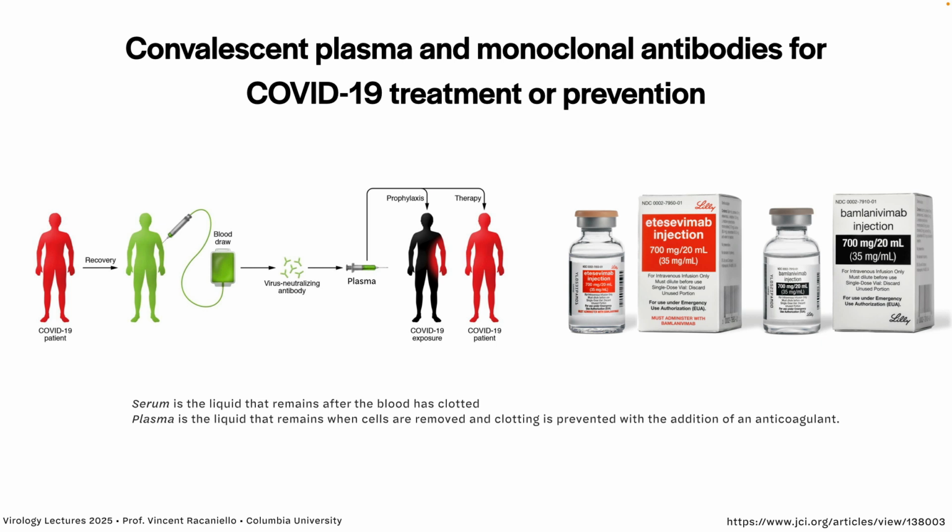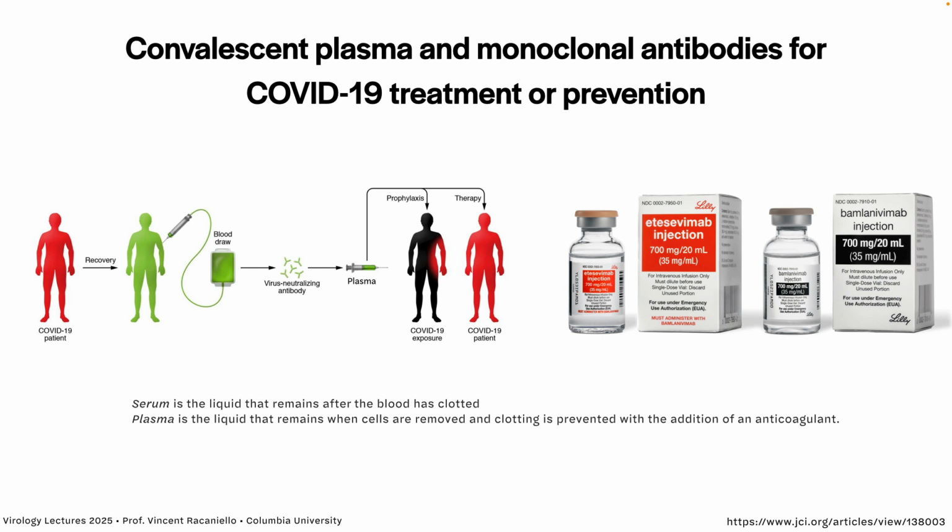Okay, we used antibodies early in COVID. We did 2 things. First, we got convalescent plasma. So people who had COVID and they recovered, we took their blood and then we isolated plasma from them. So if you don't know the difference between serum and plasma, serum is what's left after you let the blood clot. You let it clot and you spin out the clot, and that's serum. Plasma is what remains if you prevent clotting and centrifuge out all the cells. So that's what they give people.